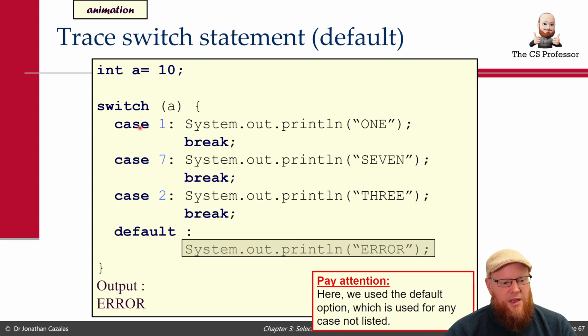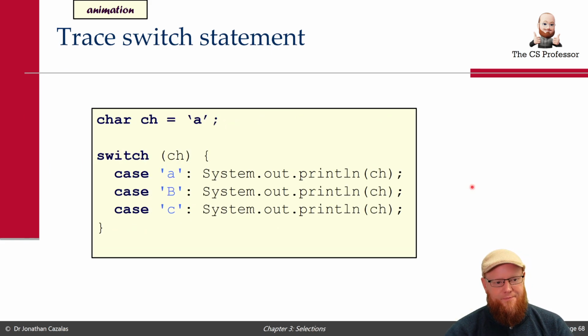So this would be like, if A is 1, no. Else if A is 7? No. Else if A is 2? No. Else would be our default. So switches have a default, which is just like an else statement. And here we could print an error. It's just a default option. You can just print whatever you would normally want to print inside an else block.